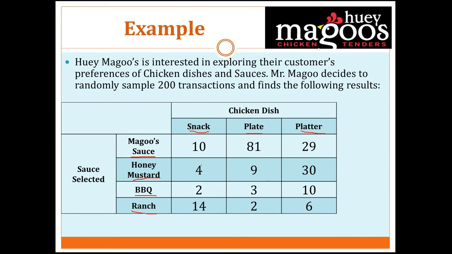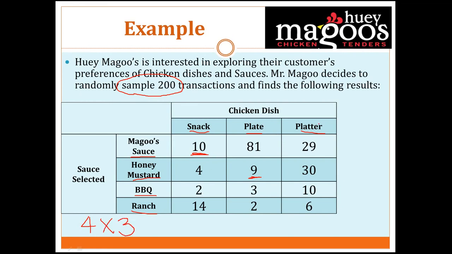Okay, so here we have the summary values, the frequencies from 200 transactions. It's a sample of 200 transactions. So that means 10 people, for example, got the snack size and Magoo sauce. 9 people, for example, got honey mustard sauce and the plate size. And we're going to look at solving probabilities. So first, this would be a 4x3 contingency table. 4 rows, 3 columns.